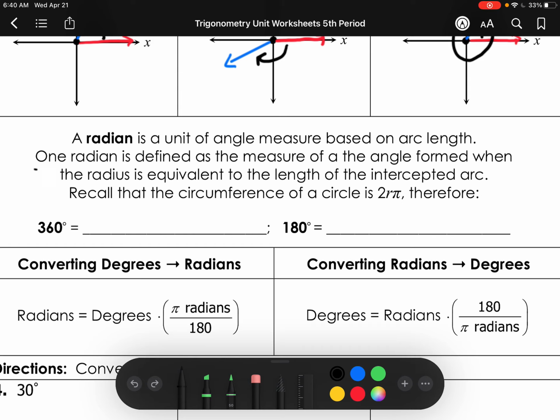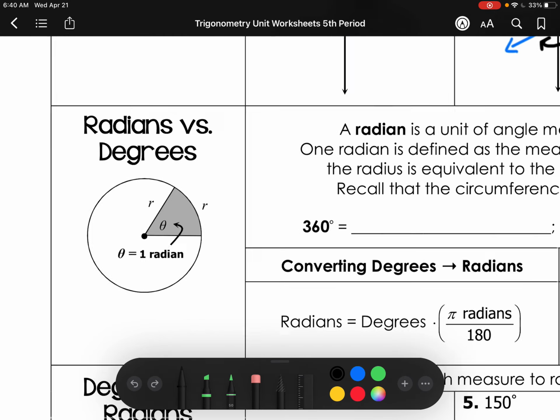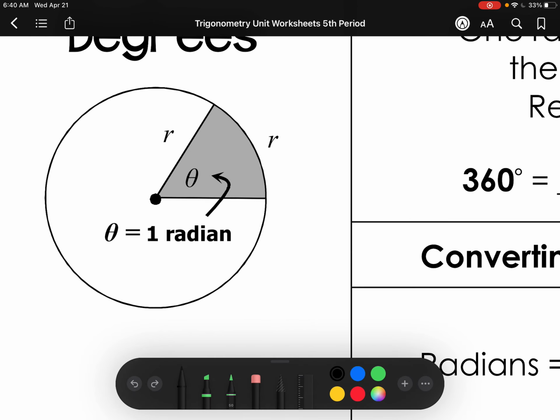So first, let's look at this. One radian is defined as the measure of the angle formed when the radius is equivalent to the length of the intercepted arc. That might not make sense to you, but I'm going to try to explain it in the simplest terms. Just like I told you, this right here would be a radian. That's how we determine the angle measure in radians.